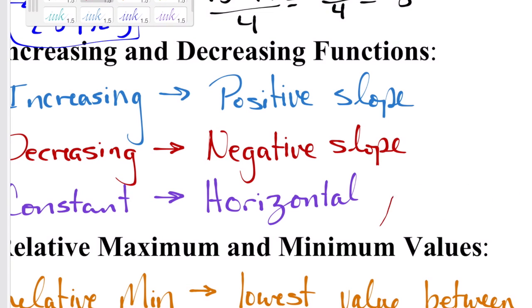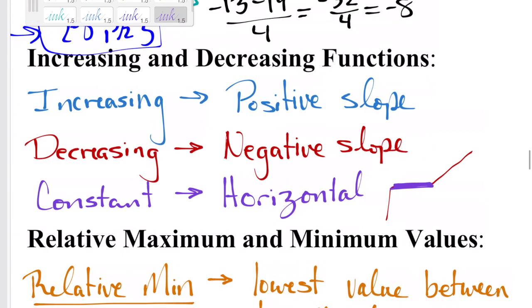You may see this a lot in some piecewise functions or in graphs about data from statistics. You could see it on the news. So anytime we have a horizontal line, it's not really going up or down, it's just going left or right, that is a constant. So we're either increasing, decreasing, or we're staying constant and it's flat.